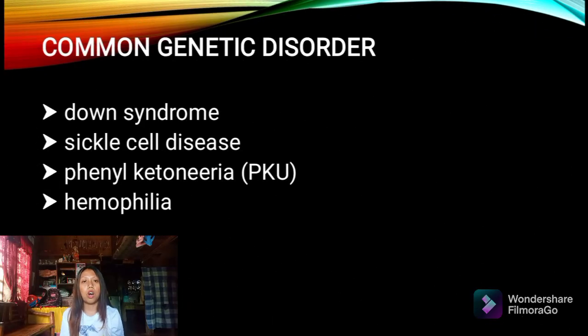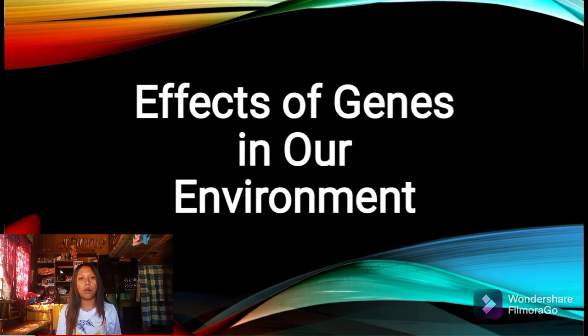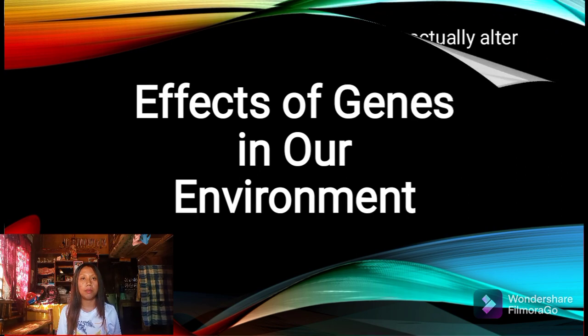The following are the common genetic disorders. The first one is Down syndrome. The second one is sickle cell disease. The third one is phenylketonuria or PKU. And lastly is hemophilia. Each of our genes codes for a unique protein, and each protein has a separate and distinct function to perform in the cell.